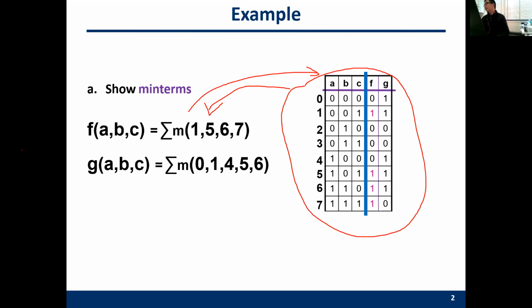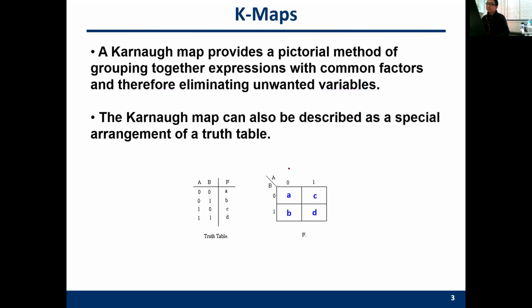After we have the Boolean algebra, it's not the simplified one. We have a lot of terms, of course. Each term corresponds to one row of the truth table. So in this lecture, we will talk about the K-map, which is an algorithm to help you simplify those Boolean algebras, Boolean equations.